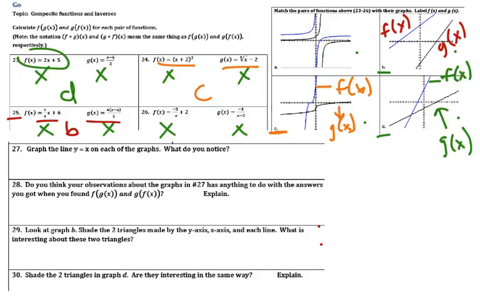Which means for our last one, 26, that's going to be A, and what you should realize is the blue is going to be f of x, and the black is going to be g of x. If you weren't sure, you could just find out when x is 0, and now it'll tell you the asymptotes, which would be another way to do that. Okay, now on 27, it wants you to graph the line y equals x on each of the graphs and figure out what you notice.